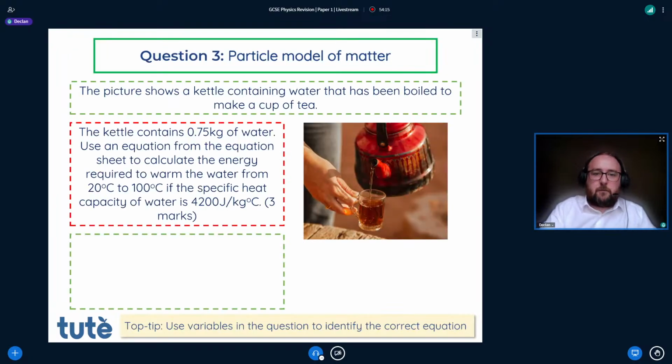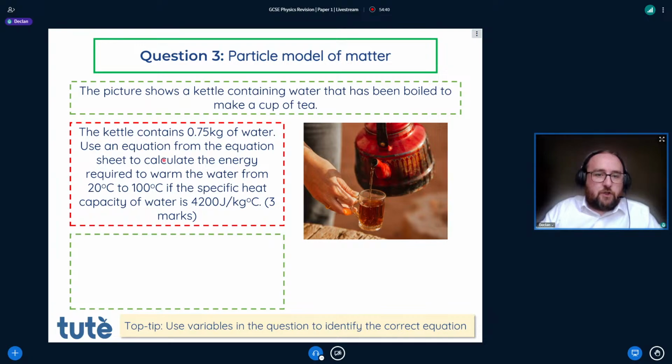You never know. So we're going to move on to our last question of this evening, all about the particle model of matter. This picture is showing a kettle containing water that's been boiled to make a cup of tea. They like to show us nice little pictures of things that we know, to make us think, yeah, I know what I'm talking about here. It's a kettle. The kettle contains 0.75 kilograms of water.